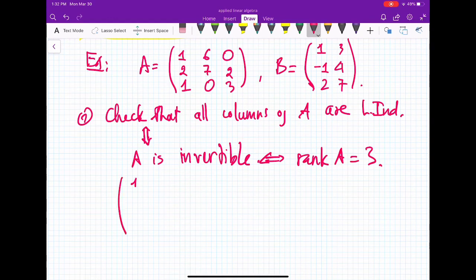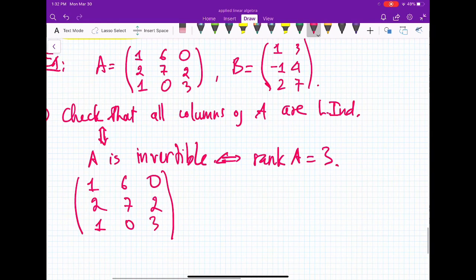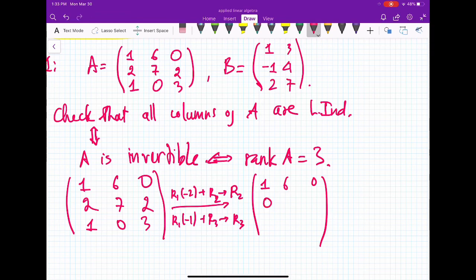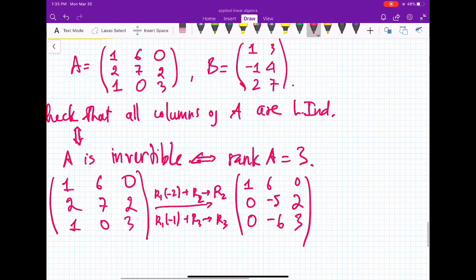So I need to write 160, 272, 103. I need to make a row echelon form. I multiply the first row by -2 and add to the second, and then R1 times -1, add to the third. I'll do that at the same time. So I have 160 in here, and then 0, -2 times 6 is -12, plus 7 is -5, and then 2 is still 2, 0 in here, -6 in here, and then 3 in here.